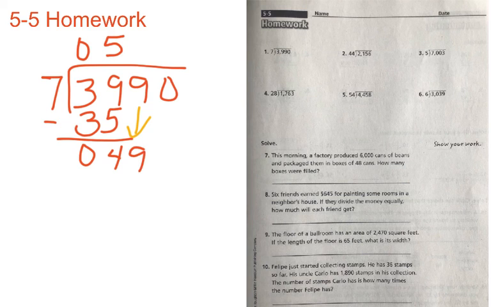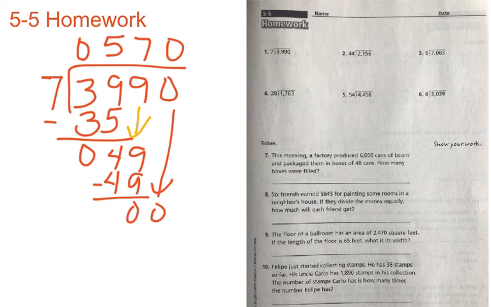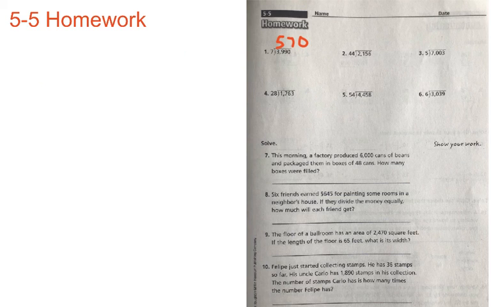And now we have 49. We know that 7 times 7 is equal to 49. And so we can go ahead and subtract, and that's a 0, and then bring down our 0. And we know that 7 can go into 0 times. So our answer for number 1 is going to be 570. Let's go ahead and practice one with a two-digit divisor.